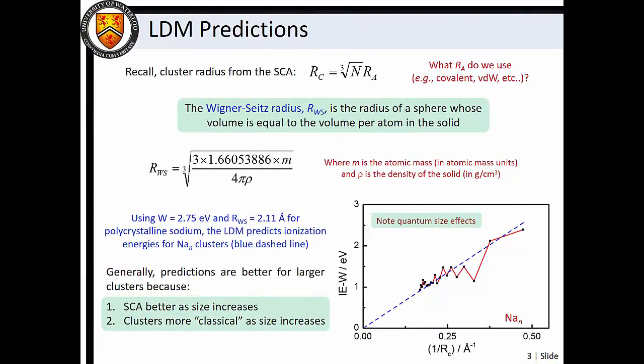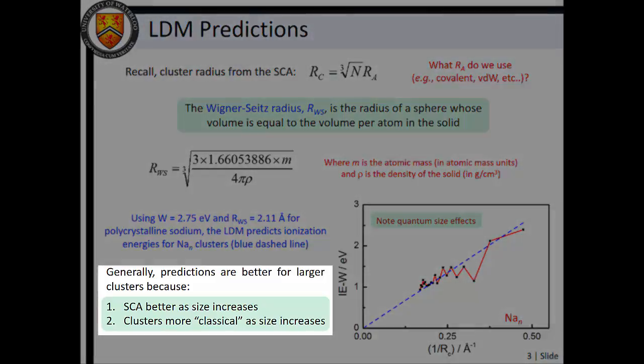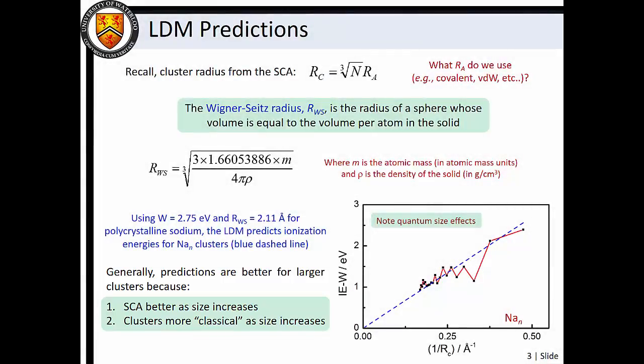In general, we find that the predictions of the LDM improve as cluster size increases. This can be rationalized by the fact that the SCA is better for larger clusters, and that cluster properties are better described by classical theory as they approach the bulk size regime. However, at small cluster sizes, deviations from the LDM predictions are common, and it is not unusual to observe interesting structures superimposed on top of the LDM trends.